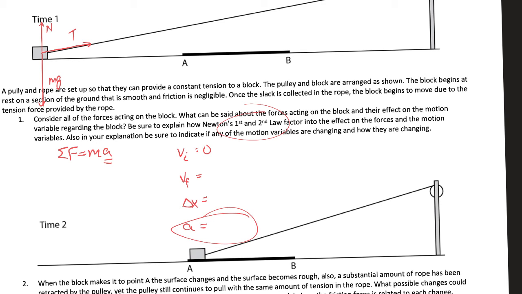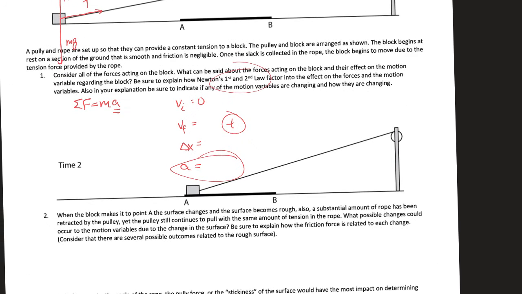It's not constant. That's being pulled to the right. The direction of the tension is changing. Therefore, the acceleration is changing. The acceleration is decreasing. So as it gets closer and closer to the end of the platform, the acceleration is going to be getting smaller and smaller and smaller. You don't really have to address time. Time's always increasing.